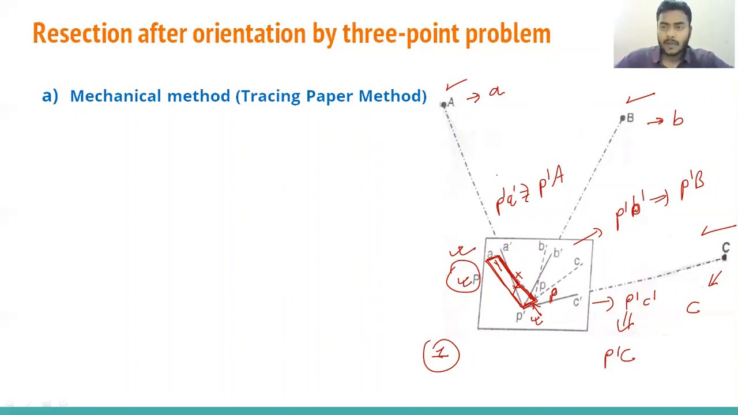So what you can do, you can rotate the plane table. You will rotate the plane table till A is bisected, or till station A is visible, right? Once it is visible, then clamp the table. Now we can say orientation is done. Are you getting the point?